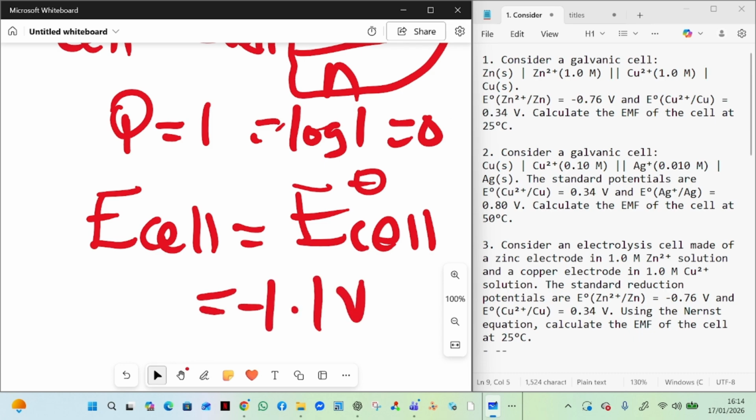Again, this is a confirmation of electrolysis because you have a negative voltage, and converting that to Gibbs free energy gives you a positive Gibbs free energy.